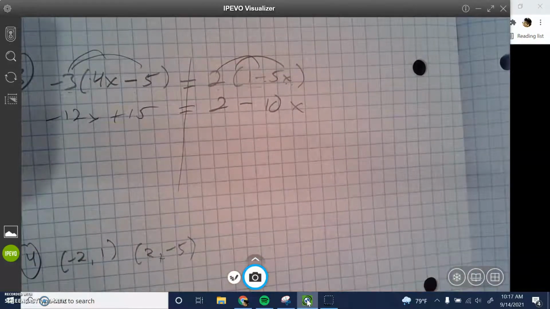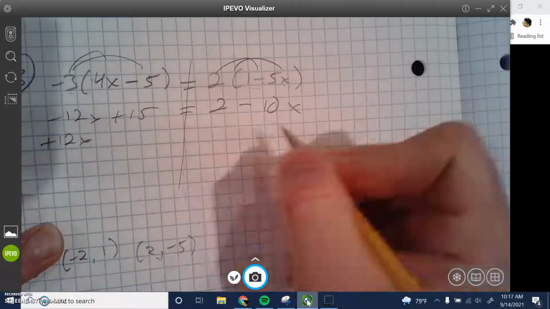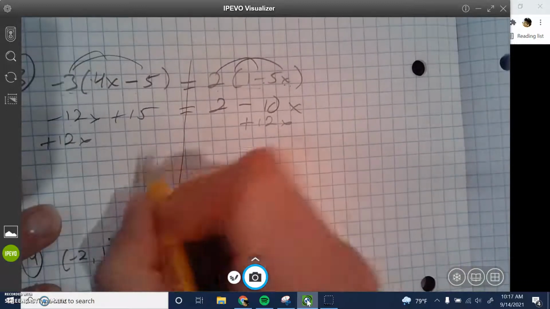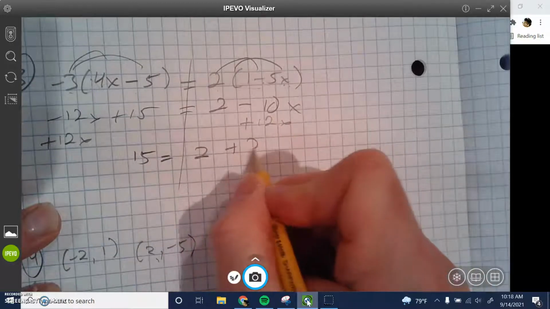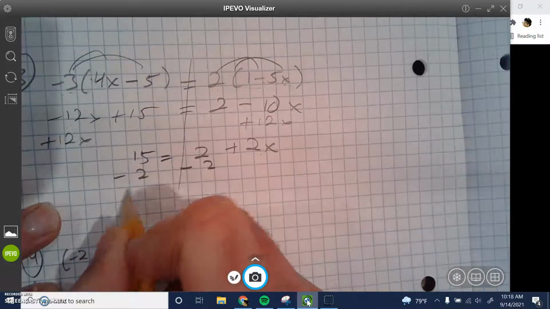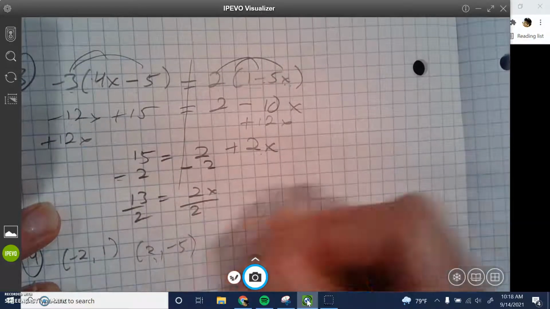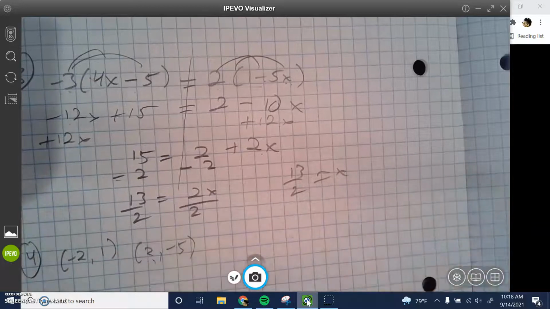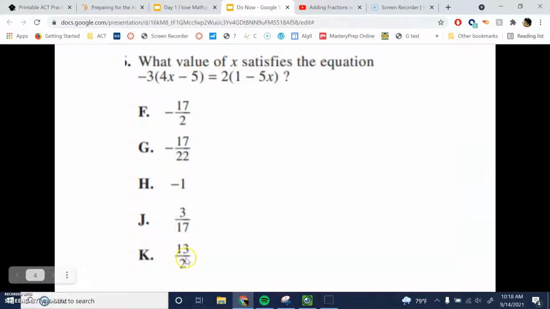All right, so I'm going to try and get all the x's on one side. So they're both negative, so I'm just going to add 12x to this side right here. And I have 15 equals 2, negative 10x plus 12x is positive 2x. Now I need to get rid of this 2 because I need the x's alone. So 15 minus 2 is 13. This is 2x divided by 2. And I get 13 over 2 equals x. Let's see what we got. Cool, hopefully got 100% so far. Let's try one more.